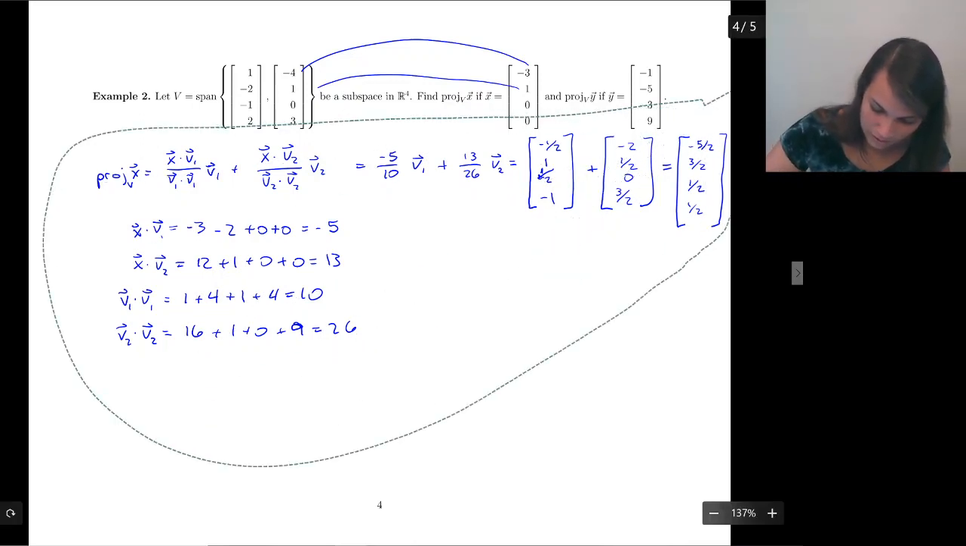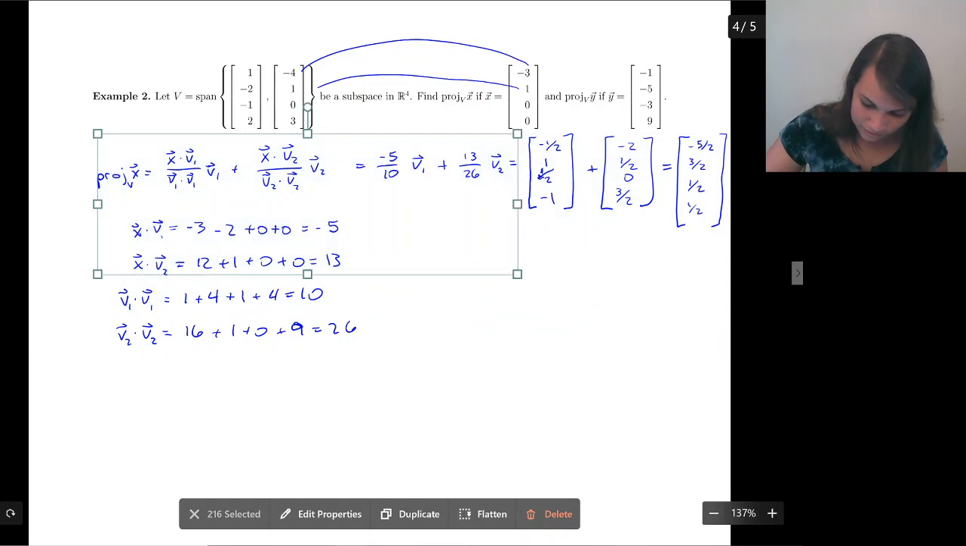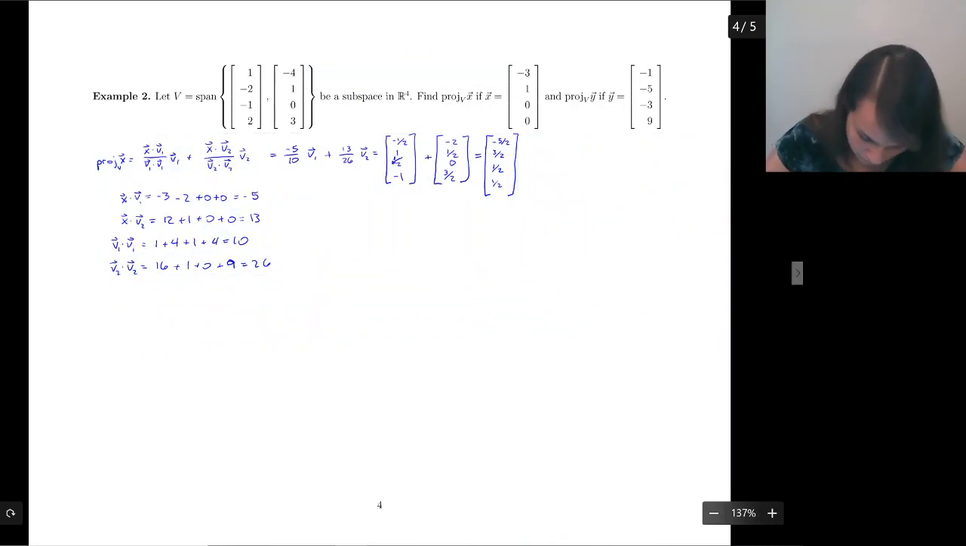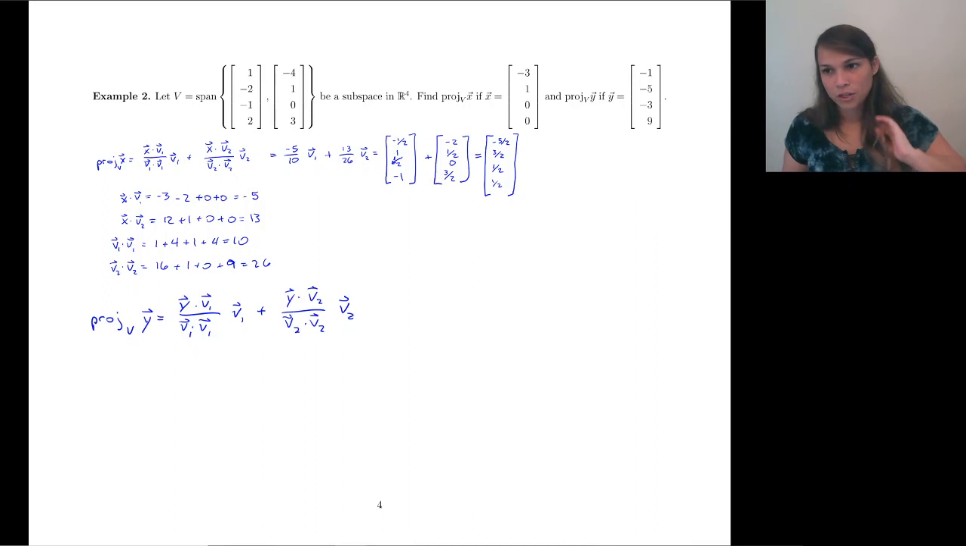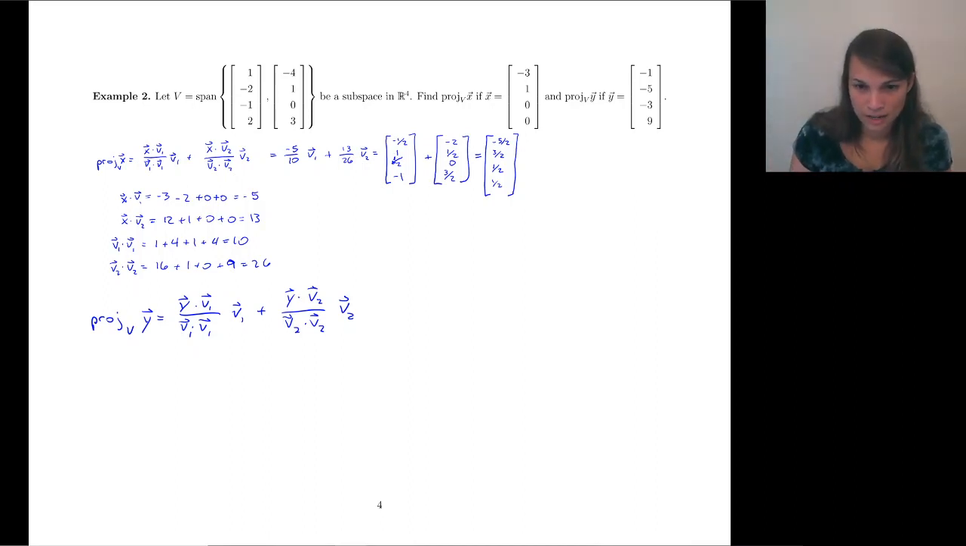And now we get to do this all again for y. Yay! Because once wasn't enough. Okay, so projection onto v, but for y now. That's going to be y dot v1 over v1 dot v1 times v1. So thankfully, we get to reuse a little bit of what we already did because we already know these magnitudes of v1 and v2, which we'll use in the denominator.